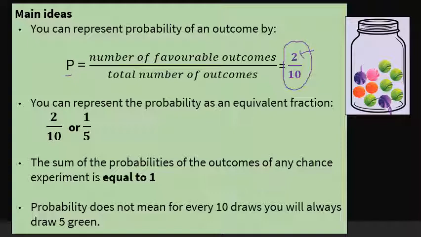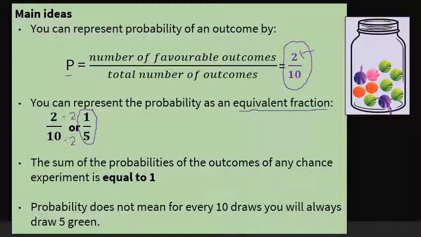We also saw that we can represent probability using an equivalent fraction. So I know that I can simplify this from 2/10 down to 1/5. If I divide 2 by 2 and 10 by 2, I end up with 1 and 5, or 1/5. Now, both of them are correct, but this one is probably a little bit more accessible to people because it's easier to divide something by 5 rather than by 10 mentally, but both of them are completely correct.